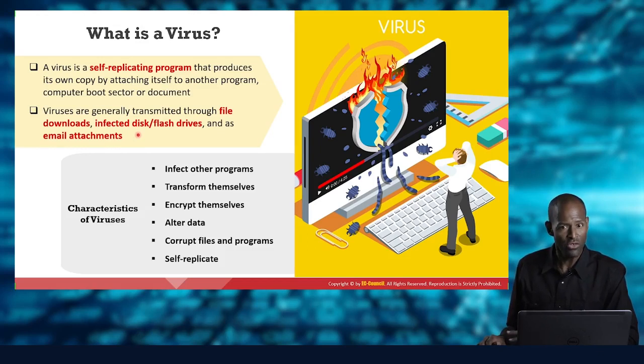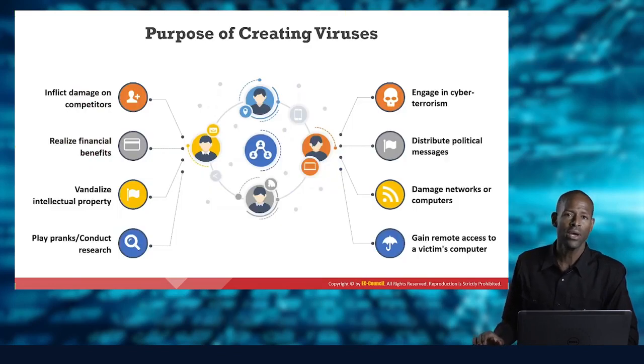So they have characteristics of ability to infect other programs, transform themselves to try to evade detection, encrypt themselves to try to evade detection, alter data, corrupt files, and make more copies of themselves, co-opt programs and other methods to send themselves to the next victim. So why would an attacker create a virus? To inflict damage on a competitor, to go grab some financial benefit, steal some money, find intellectual property and ruin it, vandalize it, even just prank someone. There are many different prank viruses out there. There are viruses that are written just to conduct research.